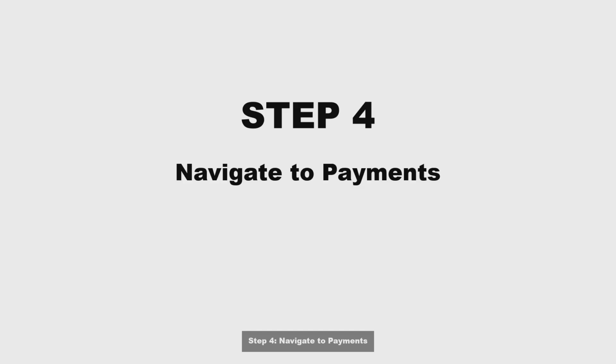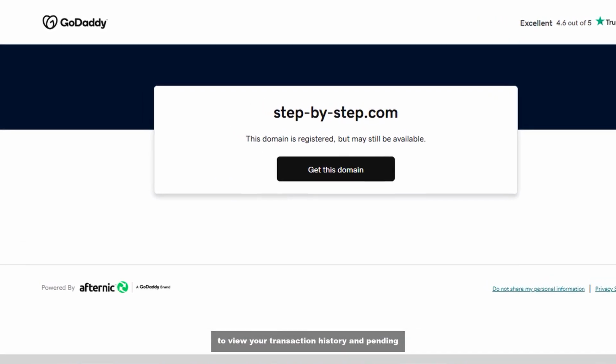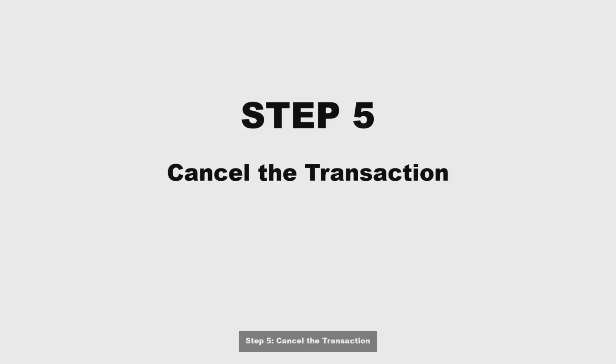Step 4. Navigate to Payments. In the Settings menu, find and tap on Payments or Account and then Payments to view your transaction history and pending transactions. Step 5. Cancel the transaction.